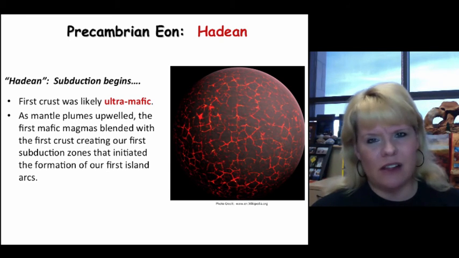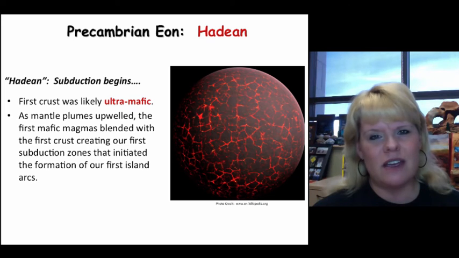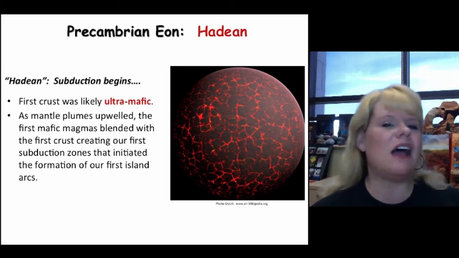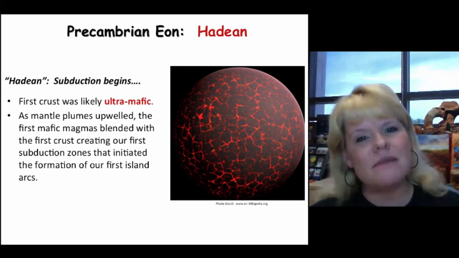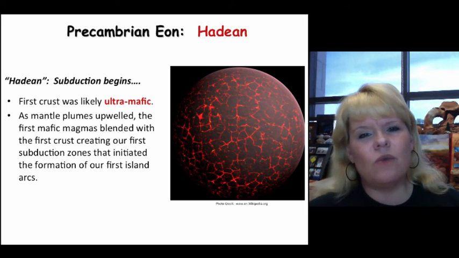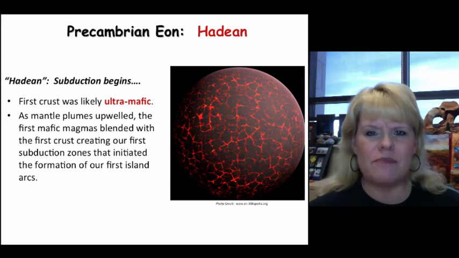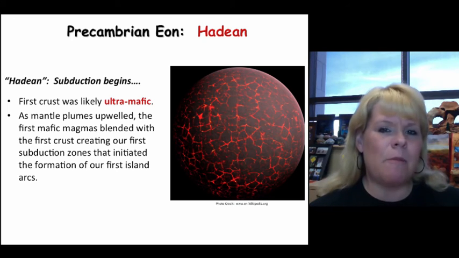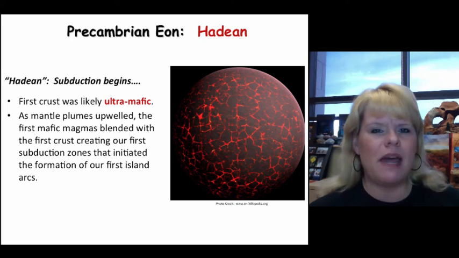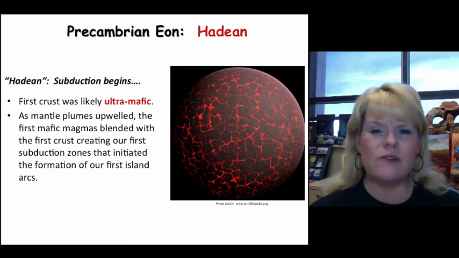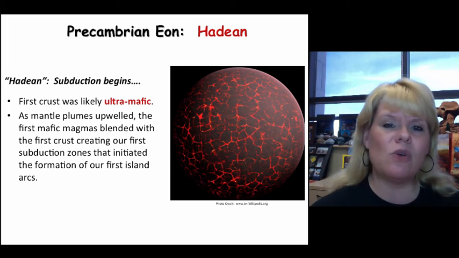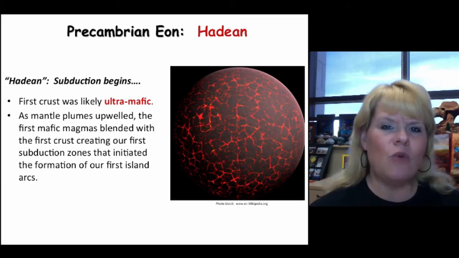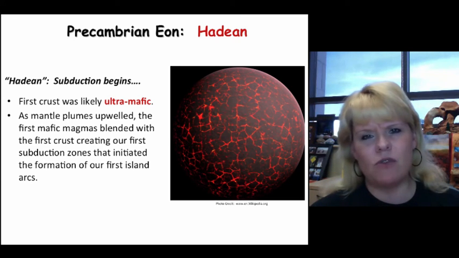Our first crust was likely ultramafic. Ultramafic is very low in silica and high in things like magnesium and iron. Well, as this occurred and we started to get blending of magma, so magmatic blending, as you learned in physical, is really important to different chemistries of a volcano. So in these volcanic events, you would get mantle plumes known as hotspots working their way up towards the surface, likely bringing ultramafic and mafic rocks to the surface.